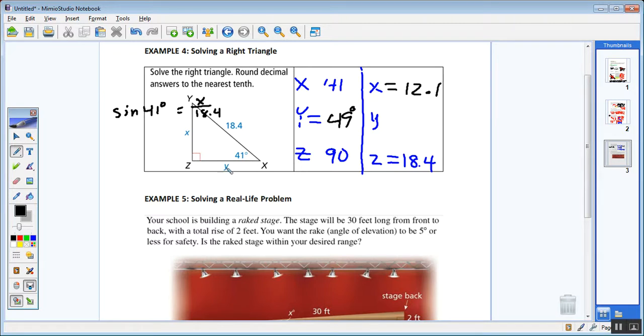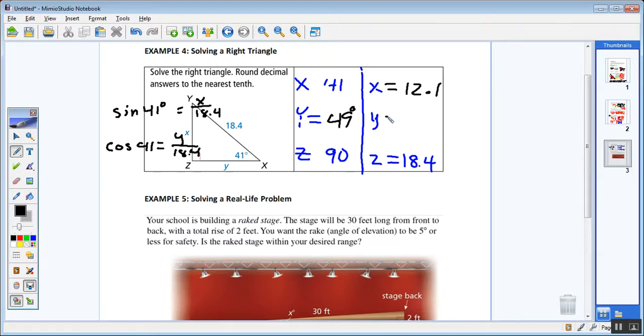Relative to 41 degrees, how is y related? It's an adjacent leg, so I can use cosine since we know the length of the hypotenuse. All right, so help me out. Cosine of 41 equals y over 18. What did you get there? Hopefully more than 12.1. 13.9.